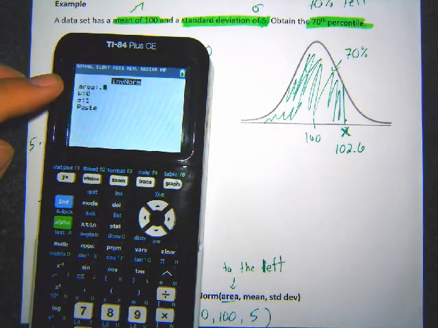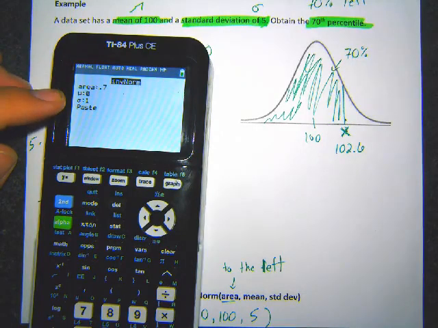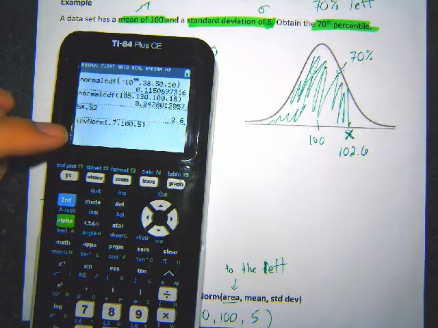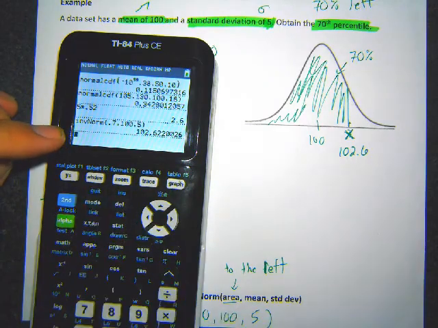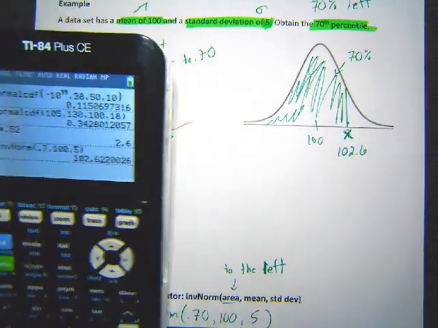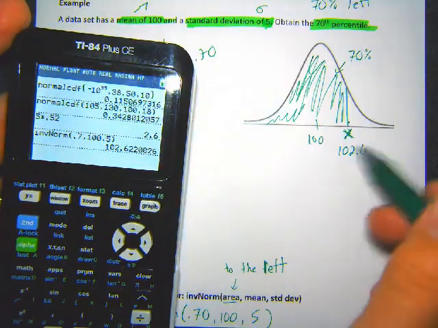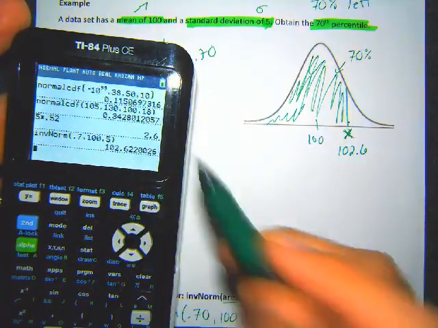Inverse norm, area 0.7. The mean is 100, right? Because that's given. The standard deviation is 5. That's given. Put it in there. Should type it in like that. Again, if your calculator doesn't, you can just type it in like that, and you get 102.6. And you'll see that's exactly what we got, right? If you round it off, you get 102.6.